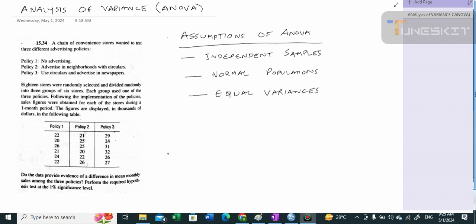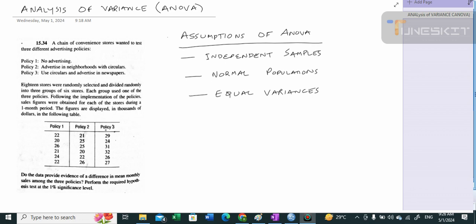If this was the case, that all 18 stores were randomly selected, and then instead of dividing them into three groups, all 18 stores experienced policy 1 for the first month, then policy 2 for the second month, and then policy 3 for the third month, and their sales data were collected in this way. In that case, since all 18 stores have got the exposure of all three policies, we call the samples dependent samples. So this is how we differentiate between independent and dependent samples.